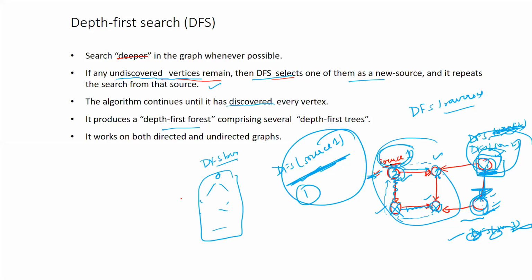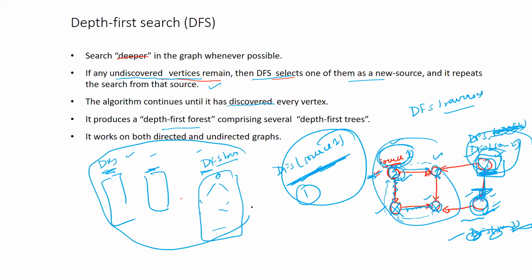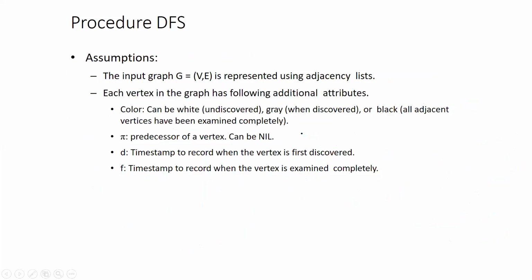If there are multiple, like if I'm saying there are 3 source vertices for my case, so 3 different trees will be created. DFS tree 1 depending on source vertex 1, DFS tree 2, DFS tree 3. If there are 3 source vertices inside my DFS traversal, so this is a collection of trees. A collection of trees is called a forest. So this is called a depth first forest, comprising several depth first trees depending upon how many source vertices have been chosen by my algorithm. This works for both directed and undirected graphs.